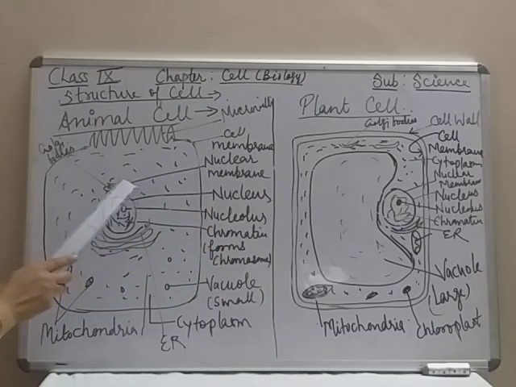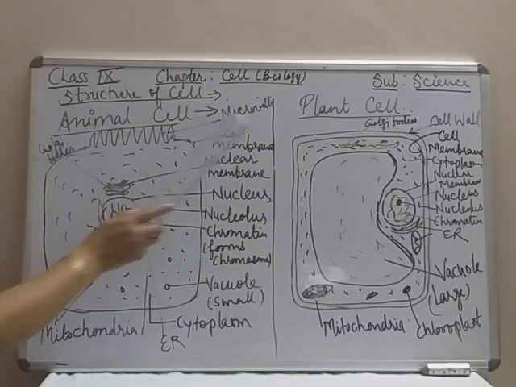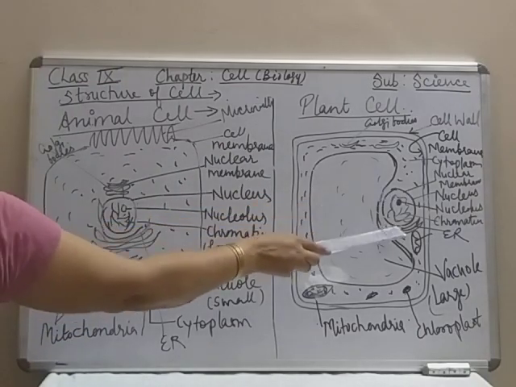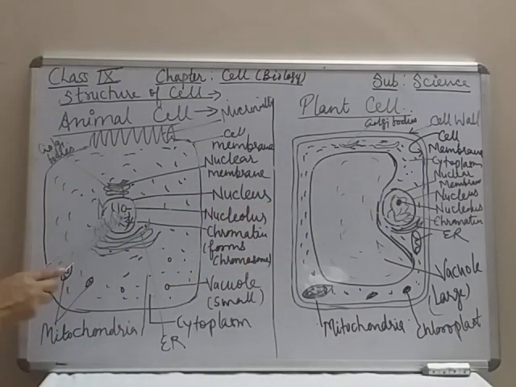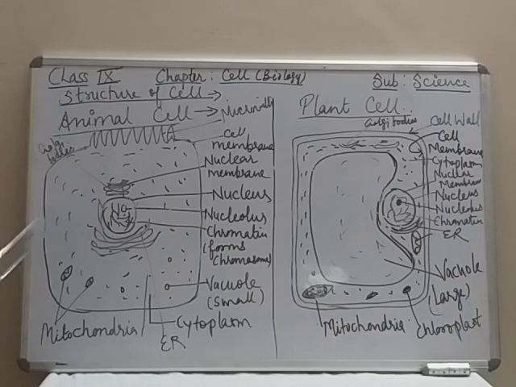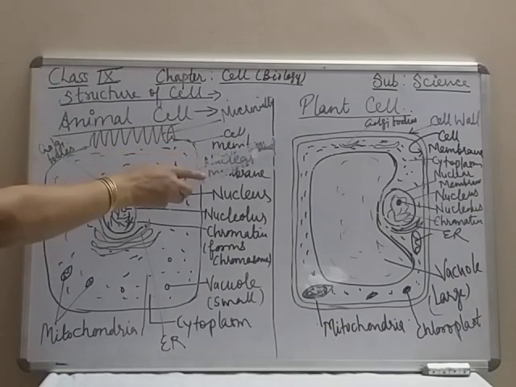Next similarity is plant cell and animal cell have a nuclear membrane. So nuclear membrane is the outermost covering of nucleus. And one more point, animal cell and plant cell, they have mitochondria. So now we have done similarities and differences between the animal cell and plant cell.